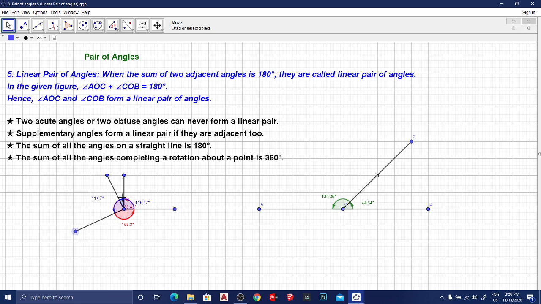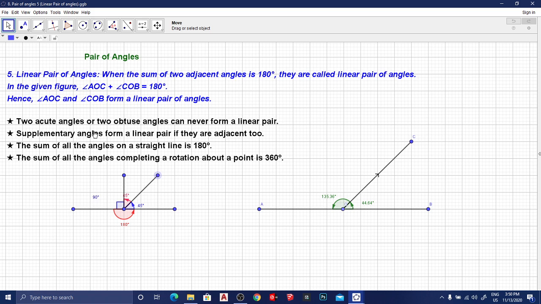Observe here, by adding these two angles, you will get an angle which is greater than 180, because 114 plus 116 is how much here? 230 degrees you will get, which is greater than 180. Okay, it is greater than 180, but it should be 180 degrees only. That's why two obtuse angles can never form a linear pair like this. Okay, two acute angles will never form a linear pair, and two obtuse angles also will never form a linear pair. Okay, so this is the first property.